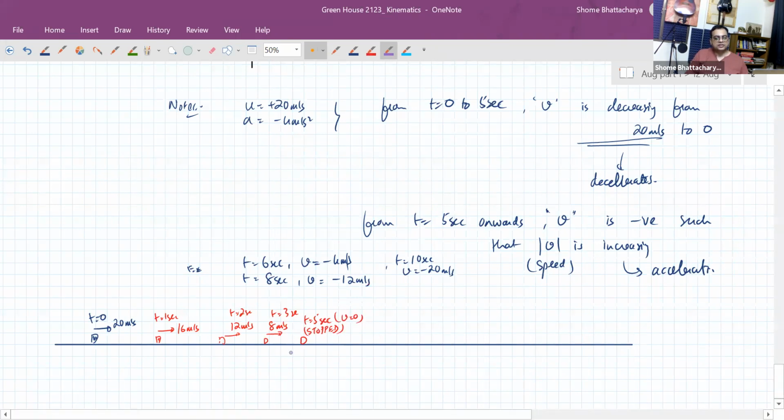But then after that, what happens? It starts returning backwards. So for example, it now has a velocity of minus 4 meters per second at t equal to 6 seconds.